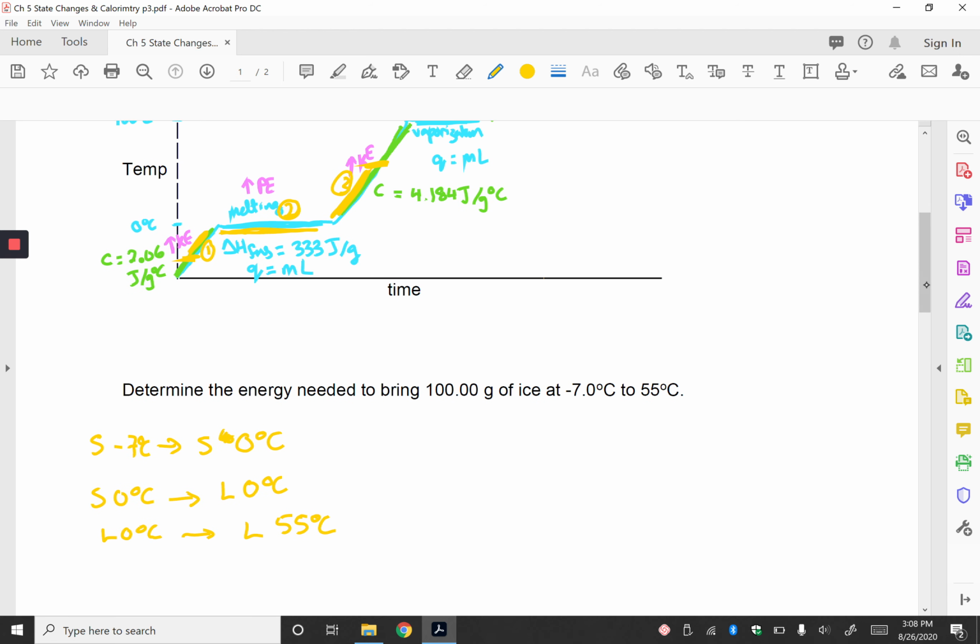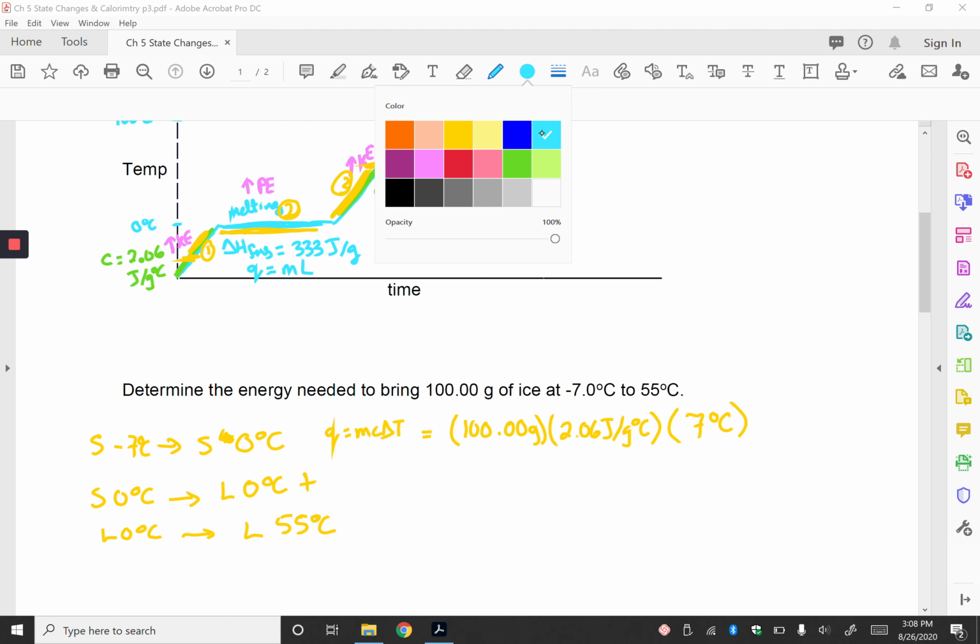So the first step, you ask yourself, is this a phase change or a temperature change? Well, the phase is the same, they're both solids, but there is a temperature change, so that means I use Q equals MC delta T. So my mass is 100 grams. My C, this is ice, is 2.06 joules per gram Celsius. And my delta T is final minus initial, so 0 minus -7 is +7 Celsius. Okay, I'm going to add to that the next step.